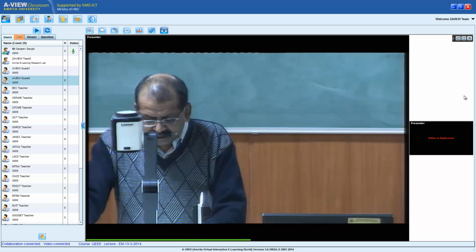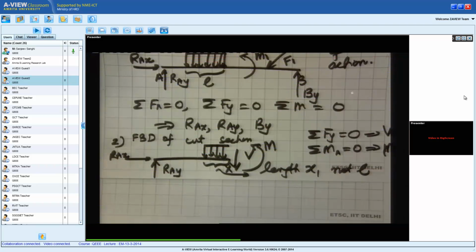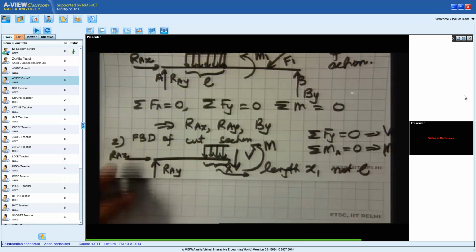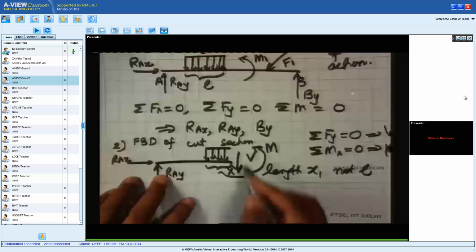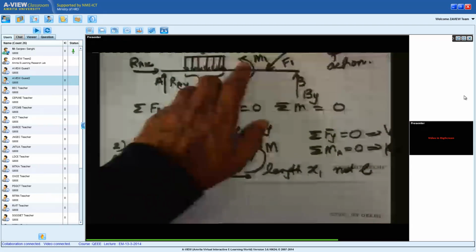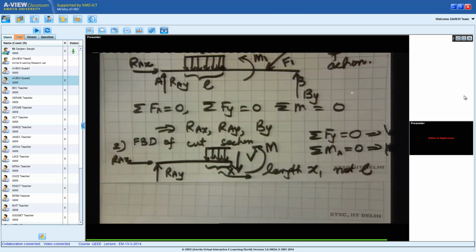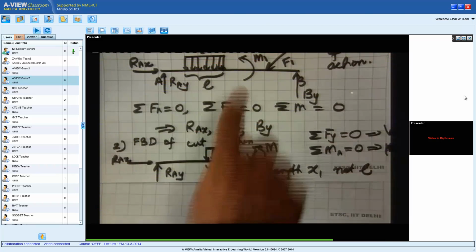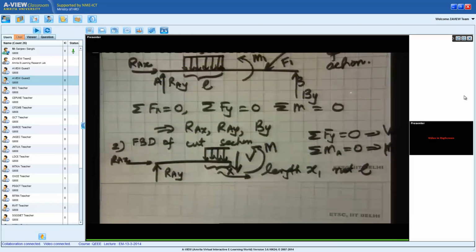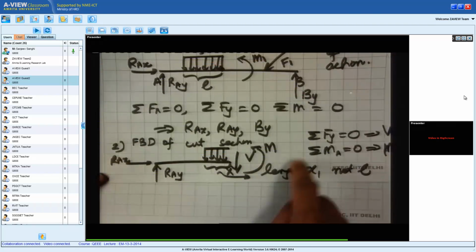My question was this, I'll repeat it. I draw the free body diagram of the left section of the beam. I find RAX and RAY. I find the shear force and bending moment. Now in this, M1 and F1 have not come at all. So that means if I change the value of M1 and F1, will this shear force V and the bending moment M change or not? And if it changes, then where does it show up in this free body diagram?